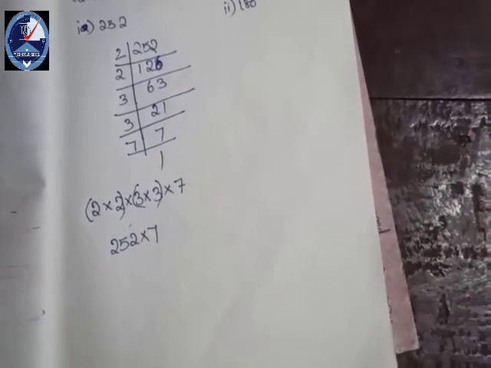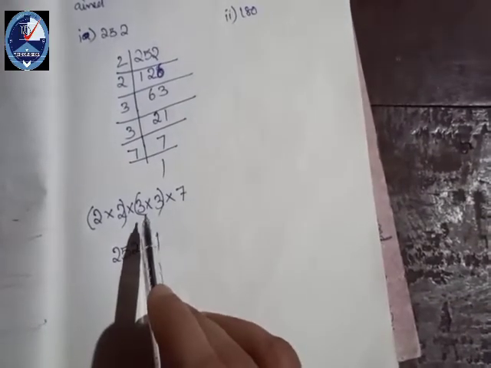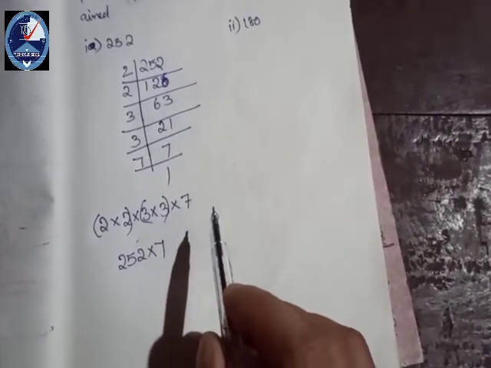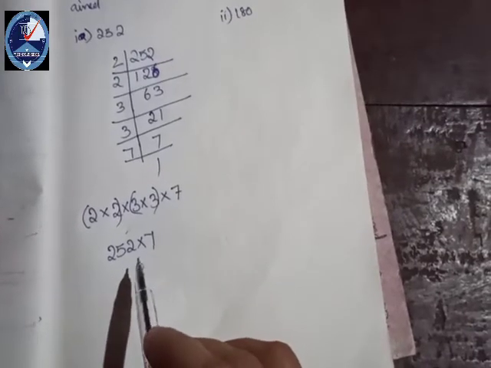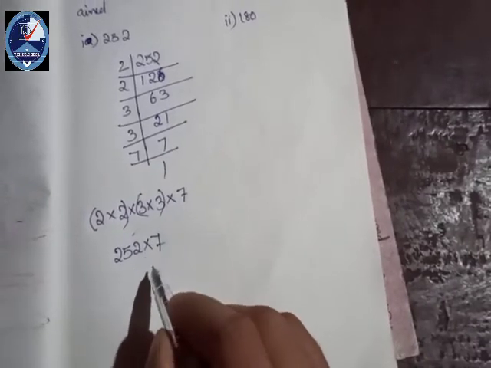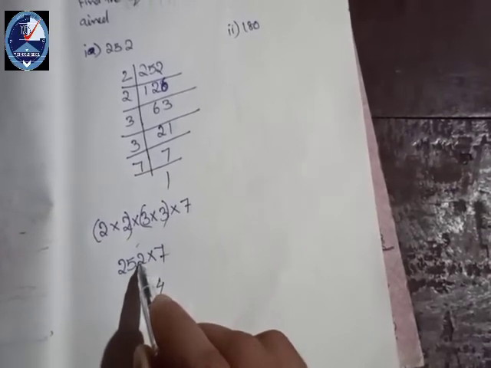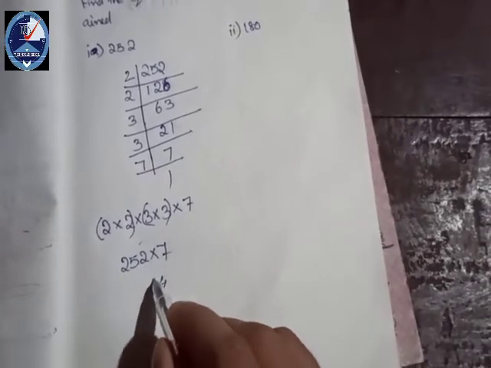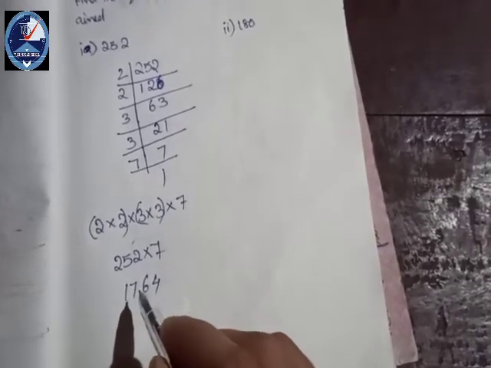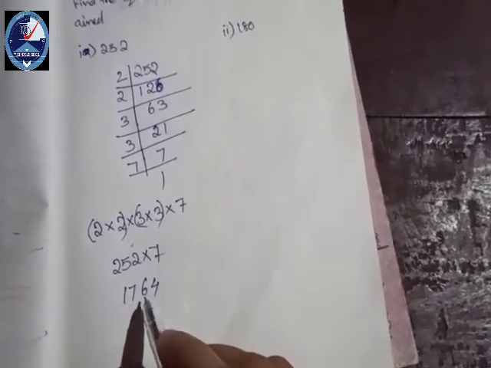Do you understand what we say? Firstly we take the prime factorization, then we check which numbers have pairs and which have not. Then the number which has no pair, with the same number we have to multiply. That's why 252 has to be multiplied by 7. Then when we multiply, what will the answer be? 2 7s are 14, carry 1. 5 7s are 35, 36, carry 3. 2 7s are 14, 17. 1764 will come. Then we can say 1764 is a perfect square.